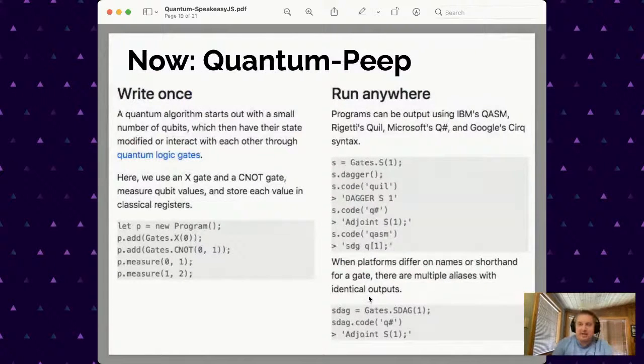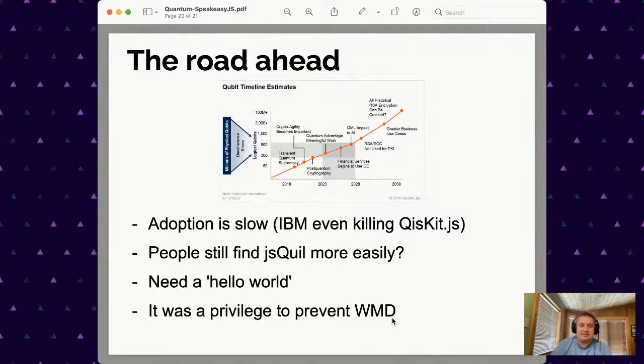So the library I ended up creating is called Quantum Peep. My pitch for it was write once, run anywhere. So that same program you were looking at earlier in Python has an X gate, a C naught gate, and then you do the measurement. And then on the right column, you'll see that I can compile it to Quil, which is the Rigetti program, Q#, which is the Microsoft assembly type language, and QASM, which I believe is the IBM type assembly. So these look very different, but you can build your program in the same way. So you can do this kind of compatibility of whatever you're familiar with writing, and then run it on another platform. The road ahead, this is my last slide.